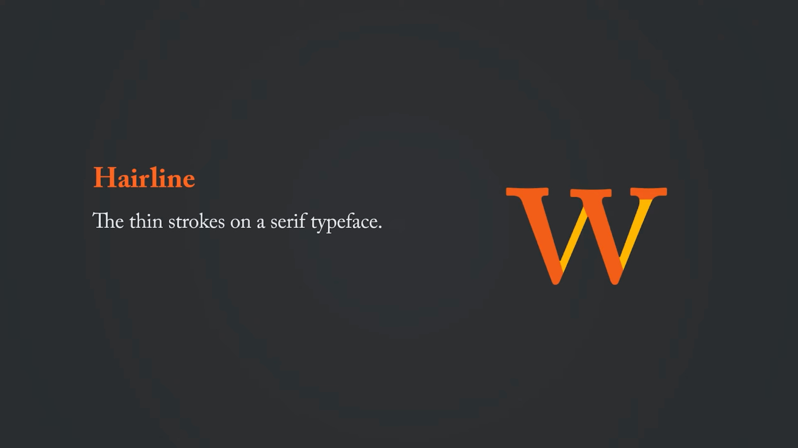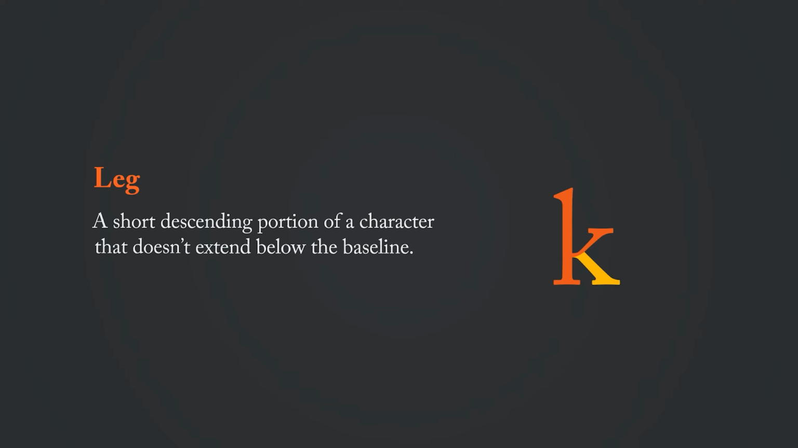Hairline. The thin strokes on a serif typeface. So you might find, like on this W, for example, every stroke going in one direction will be thick and every stroke going in the other direction will be thin. That will be known as the hairline stroke. A leg. A short descending portion of a character that doesn't extend below the baseline. Like on this lowercase k. Like on this uppercase R.